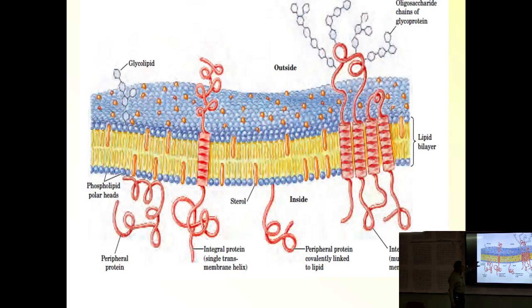Phospholipid is the polar head. Remember this word, polar head, phospholipid. Peripheral protein is covalently linked to this lipid. Thereby, here you will find a polar head, and outside there are certain glycoproteins attached with oligosaccharides.